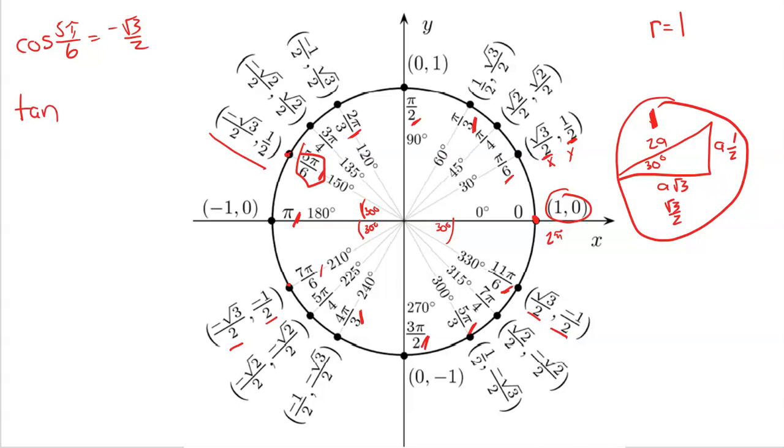Let's do tangent of 5 pi over 4. So once again, find 5 pi over 4. Tangent is the y divided by the x. That's going to be negative radical 2 over 2 divided by negative radical 2 over 2. So first off, two negatives make a positive. And what's radical 2 over 2 divided by radical 2 over 2? Well, that's the same number divided by itself. Boom, that's 1. Easy, so easy.